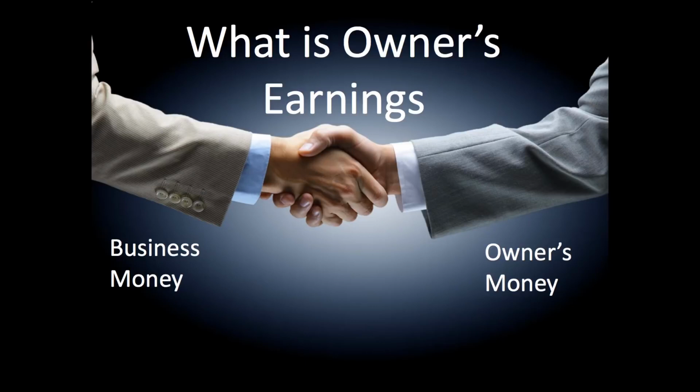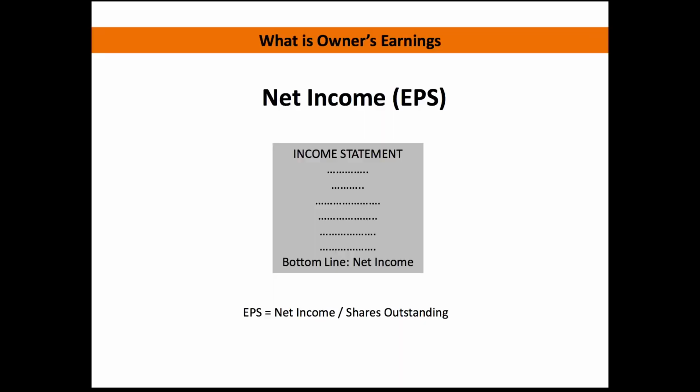Okay, so starting from the very beginning, we know that the income statement is where we figure out what the EPS is, or the net income of the business. When we turn to that income statement and look at the very bottom line, that's where the net income is, and this is the profit of the company. If we want to figure out what that profit is per share, we just take that net income and divide it by the number of shares outstanding, and that tells us the EPS, or the earnings per share.